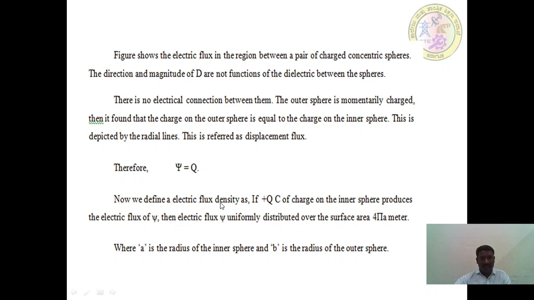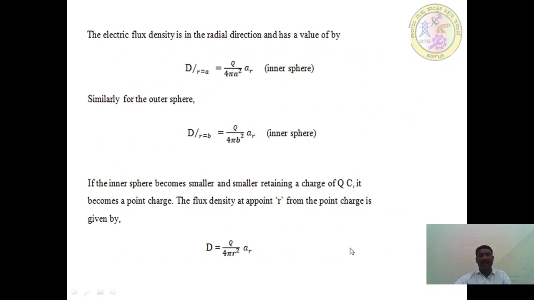Now we can define the electric flux density. If plus Q coulombs of charge on the inner sphere produces the electric flux of psi, then the electric flux psi is uniformly distributed over the surface area 4 pi a squared meters, where A is the radius of the inner sphere and B is the radius of the outer sphere.